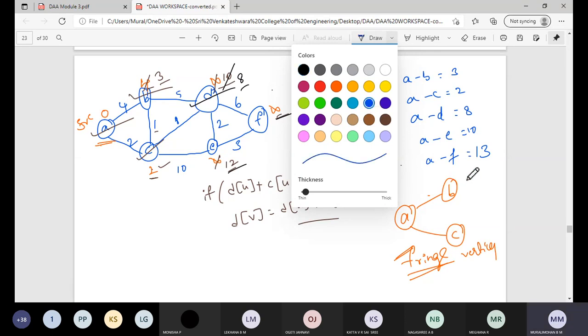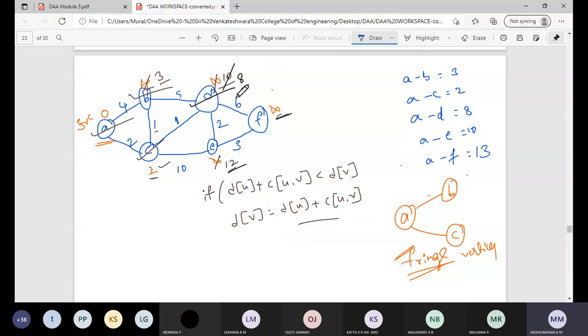What is the latest value we can get? For D we are having 8 and the cost of U comma V is 2. So 8 plus 2, 10. 10 is less than 12. Yes, means we can update this for 10. Similarly, you update for F. So here 8 plus 6, 14 is less than infinity. So it is 14, right?